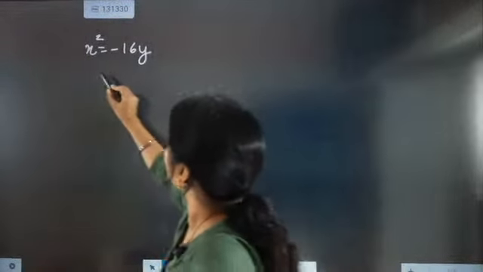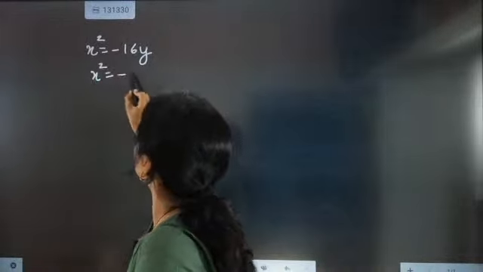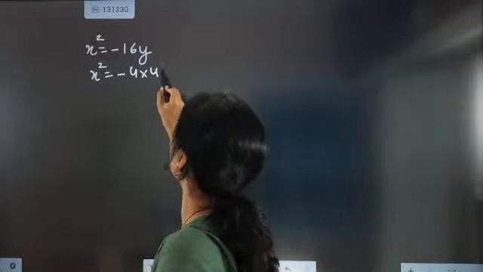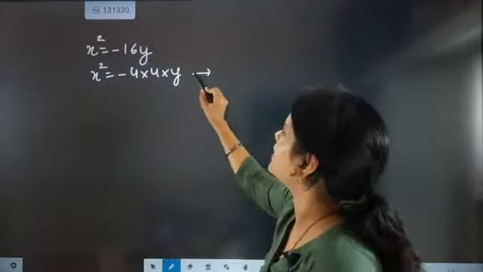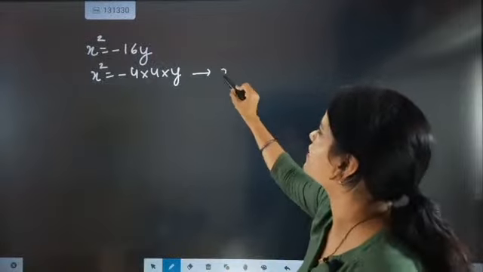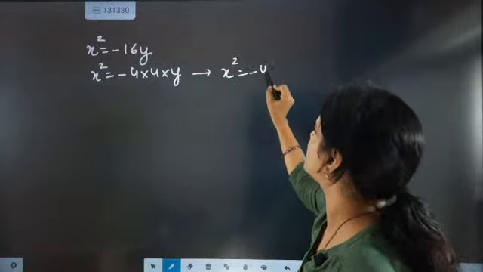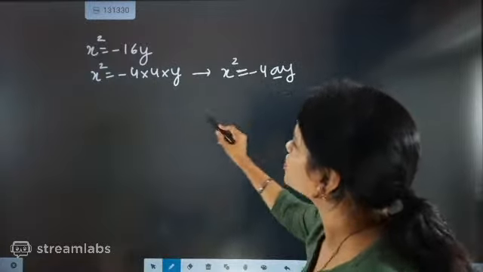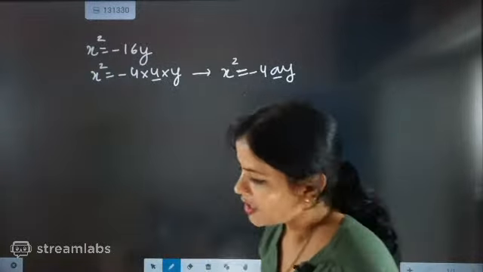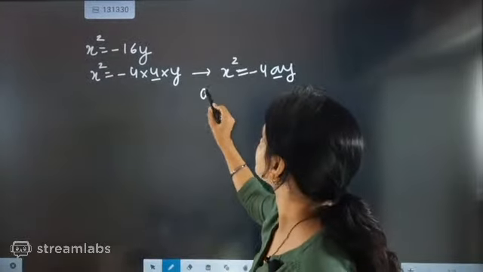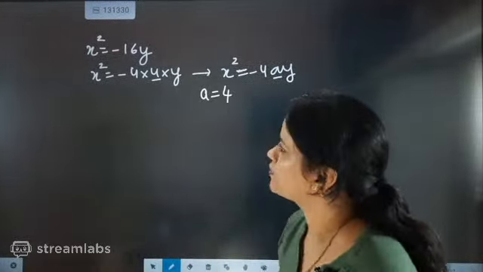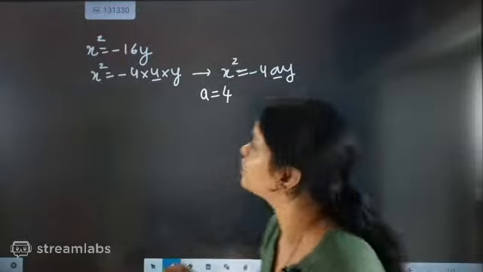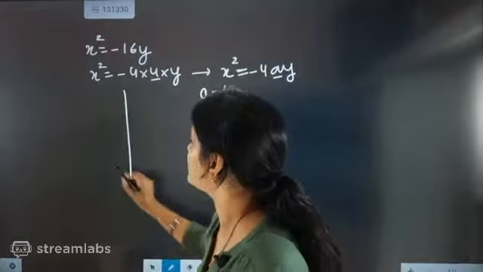Now look here. So x square will be equal to minus 4 into 4 into y. Beta, if we compare it with the general standard equation, x square will be equal to minus 4ay. So a is coming as 4. Now, once a is 4, shall we check where the parabola will be?